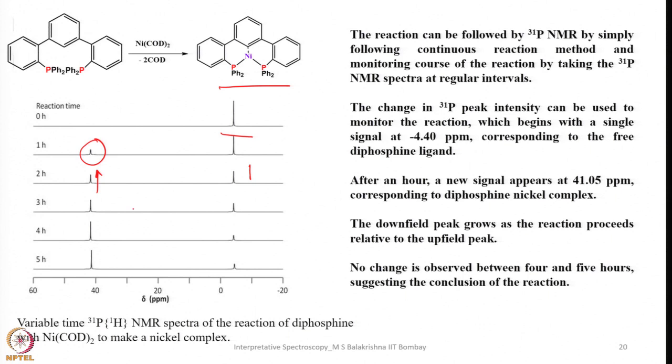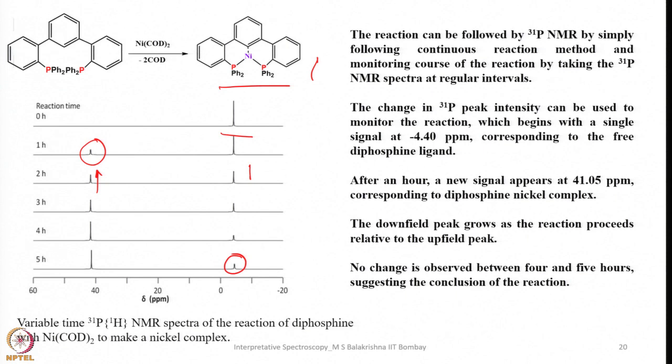After 3 hours, you can see it goes steadily, and after 5 hours, it has completely reacted. If you compare the integration, you know that you have used a slight excess of this one. Only the slight excess of bisphosphine is usually left unreacted. That indicates the completion of the reaction. So by using variable time 31P NMR spectra, you should be able to monitor the reaction in a continuous process and stop as soon as you know that the reaction is completed.